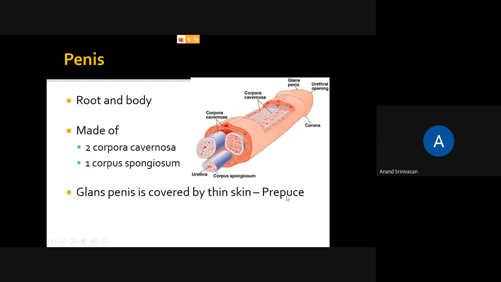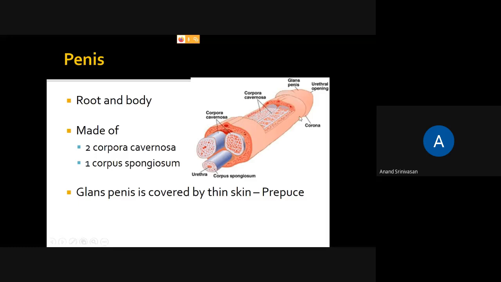Now you know that the prepuce will be cut in certain conditions, as well as on request. What is the name of that surgery? It is called circumcision. In circumcision the prepuce will be removed. What is this prepuce? It is a thin skin which covers the glans penis.